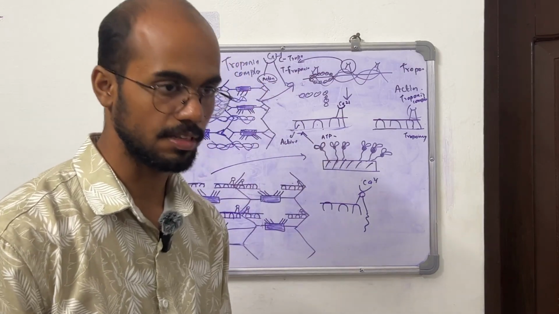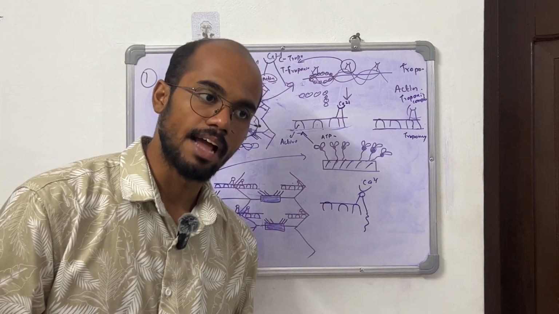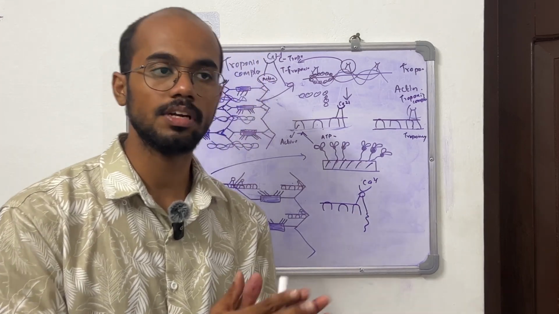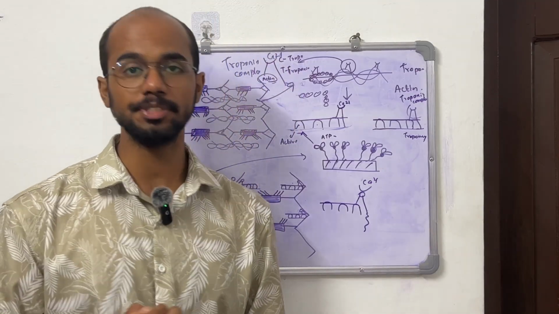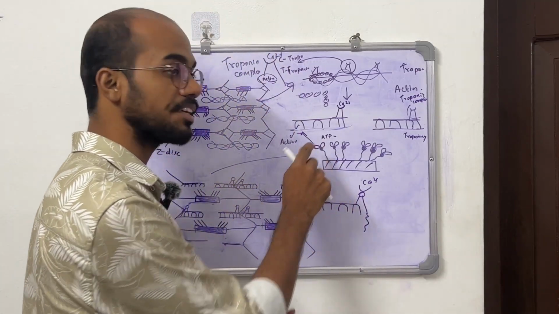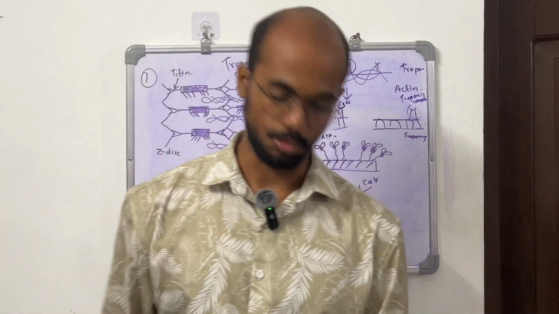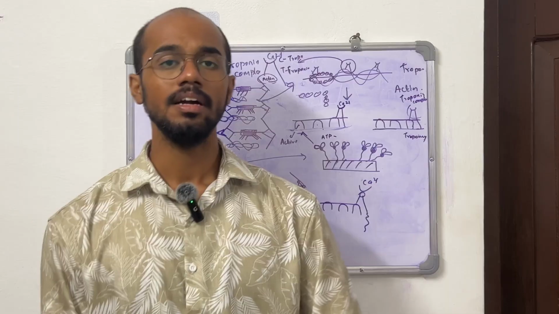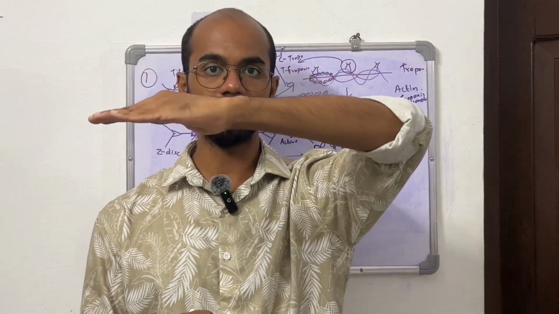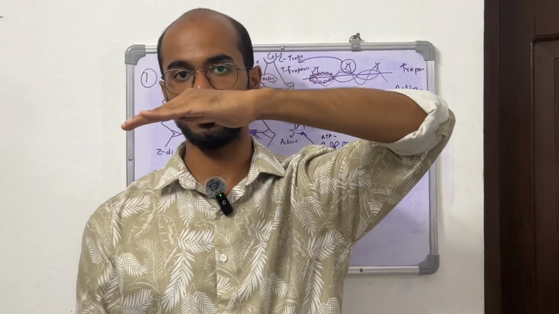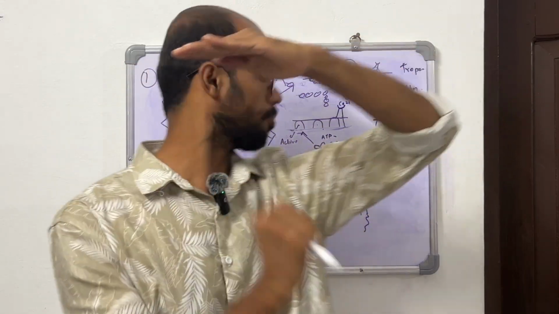Okay, but the problem is binding to an active site and causing muscle contraction is not something that doesn't require energy. It requires energy. And for the purpose of energy, it also had another site which had to bind to ATP. Okay, now take a close look at me. Consider this to be my thin filament or actin filament with the active sites open, and consider this to be my myosin filament or myosin head.